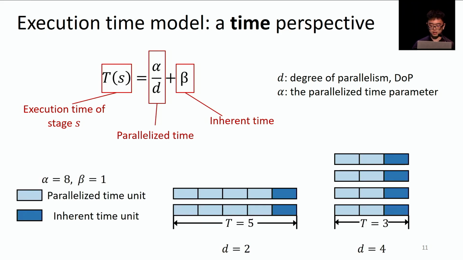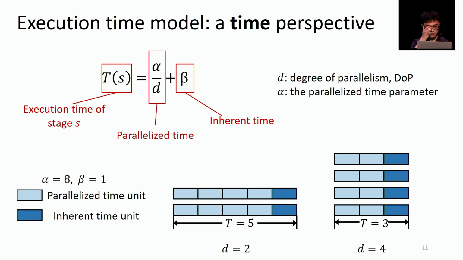We can visualize the execution time by time units. Let's say alpha is 8 and beta is 1. When the DOP is 2, the execution time is 5. And when the DOP is 4, the execution time is 3. Now with the time model, we want to minimize the JCT for serverless analytics.